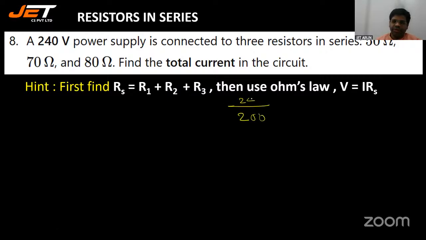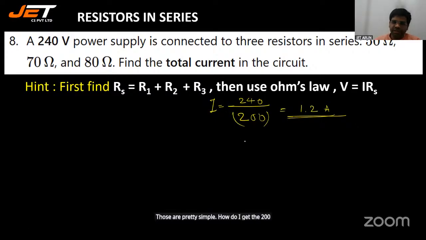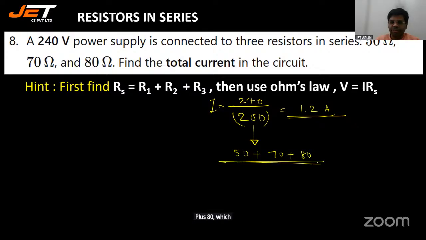V by R, 240 by 200 gives me I, which is nothing but 1.2 amperes. That's it, pretty simple. How did I get the 200? Because he said they're in series. What are the series values? 50 plus 70 plus 80, which is nothing but 200. Yes, Ashwita, good. Charan, good.